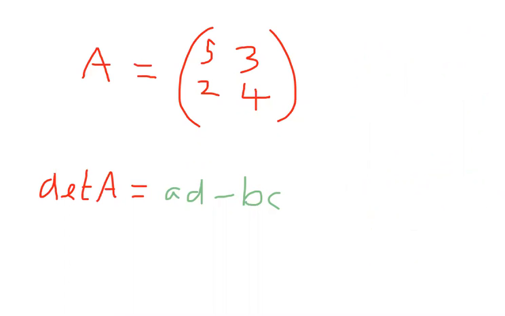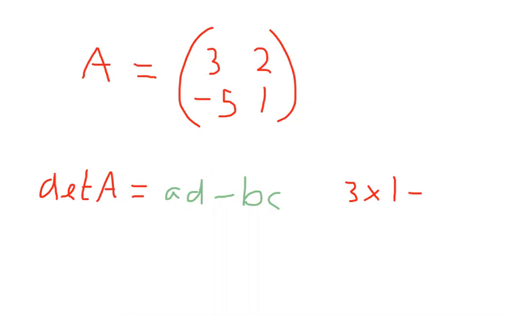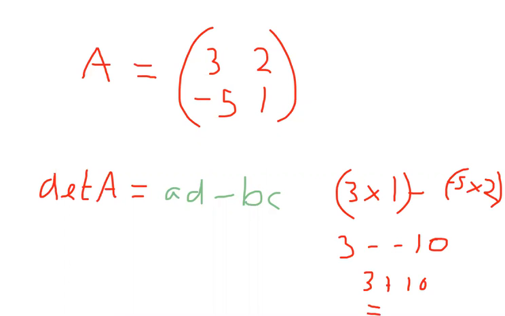Okay, so let's say that A is now equal to 3, 2, minus 5, 1. So now we put a negative in there to make things a bit more interesting. So we do AD minus BC, so 3 times 1 minus 5 times 2. So we have 3 minus 10. Double negative gives us a positive, so 3 plus 10, and that equals 13.